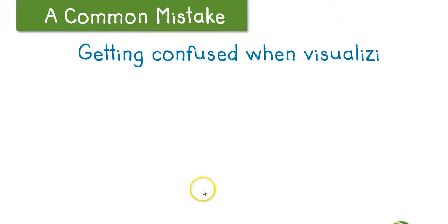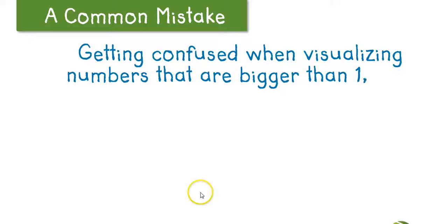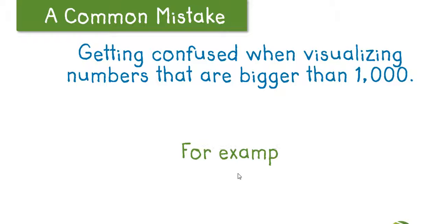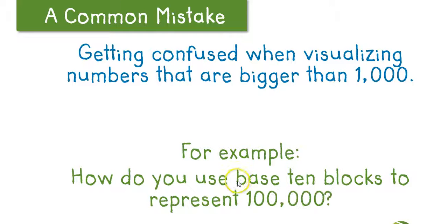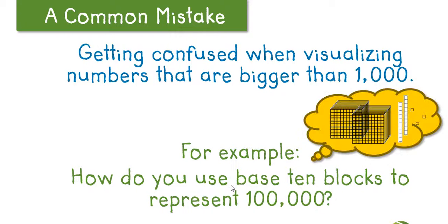A common mistake that's made sometimes is getting confused when visualizing numbers that are bigger than 1,000, and that's an easy mistake to make, so we're going to try to remember that as we work these problems today. For example, how to use base 10 blocks to represent 100,000. That's a very large number. In your mind, you have to try to picture how many base 10 blocks it would take when you're visualizing it in your mind. The core lesson today, we're going to investigate powers of 10.